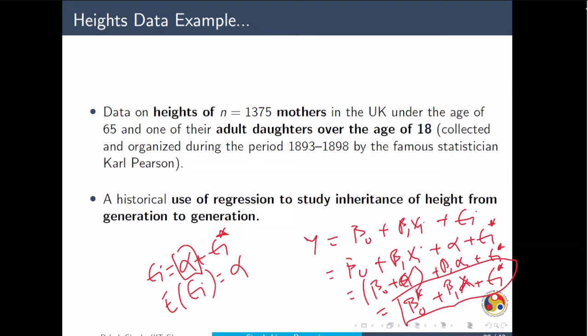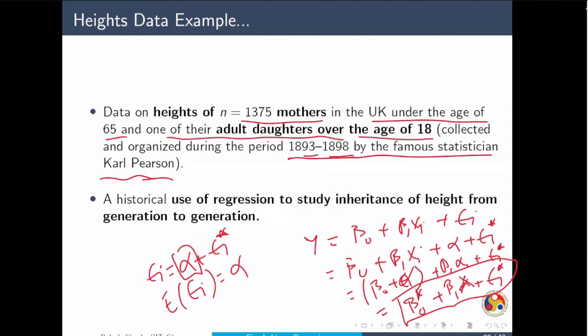So this was collected by one of the famous statisticians, Karl Pearson, under whose name the Pearson correlation coefficient is known. This is the Karl Pearson that I just introduced. It was collected from 1893 to 1898, and it covers 1375 mothers in the UK under the age of 65 and one of their adult daughters, aged 18 and over.